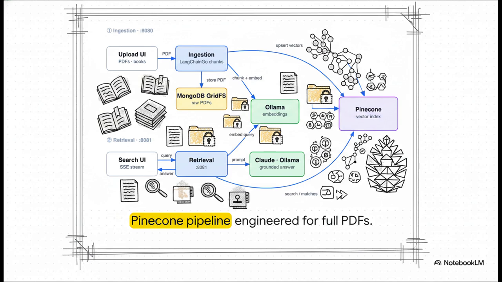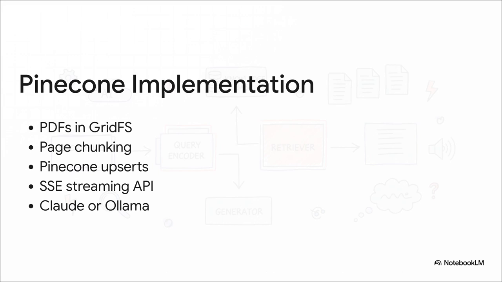It actually extends the standard pattern. We start with an upload UI capturing the raw PDFs, which are then passed into the ingestion service and stored directly as raw files in MongoDB GridFS, keeping that source of truth fully intact. Breaking that Pinecone implementation down a bit further, it chunks the documents page by page using LangChain Go, extracts the embeddings using Ollama's nomic-embed-text model, and then upserts them directly into a managed Pinecone index.